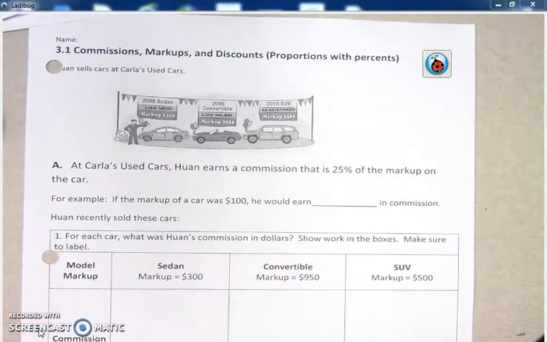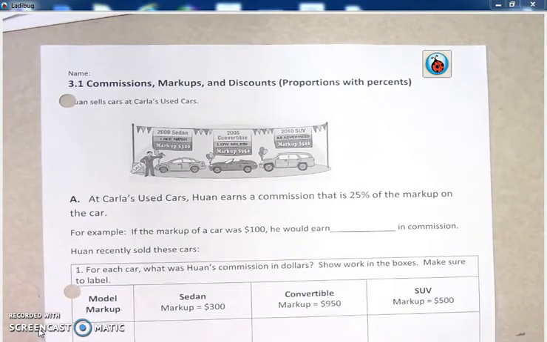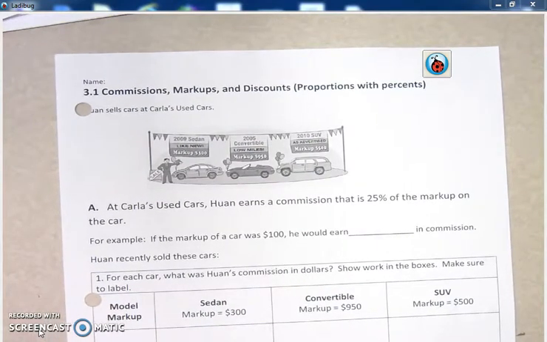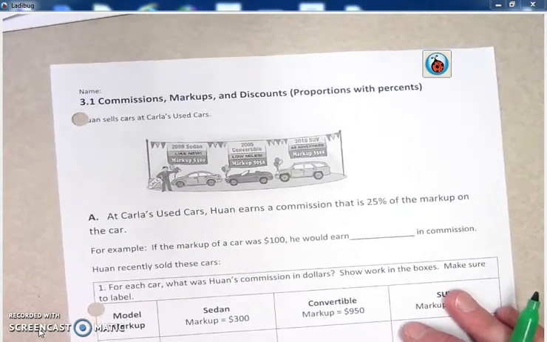We're going to look at a situation with commission and how we can use proportions to help us solve percents. Commission is something that people make in the real world. It's a way to earn money. It often happens at places like used car lots or furniture stores, or different places where people sell things. A commission is the money you make on a sale.